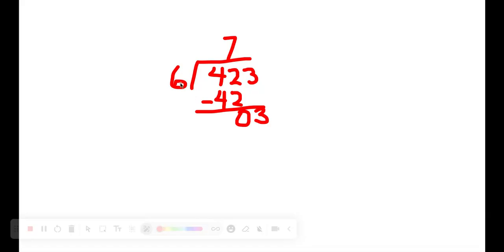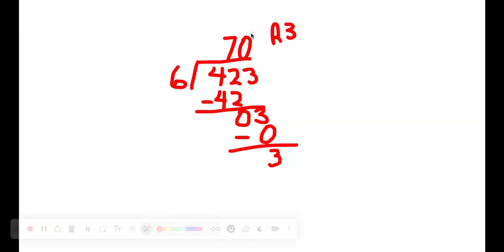So I asked myself, how many groups of 6 are in 3? Well, there is none, so I'll put a 0, because I can't leave just a 7 up there and have nothing in the quotient covering the 3. Now I multiply. 0 times 6 is 0, and I subtract. 3 minus 0 leaves me with 3. So the 3 becomes my remainder. So I put R3.